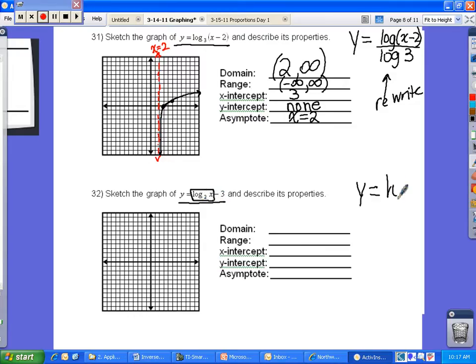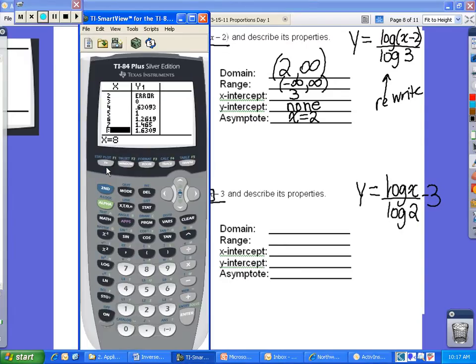So I'm going to rewrite this as log of x over log of 2, and then I'm going to put the minus 3 at the end. When I'm putting this in my calculator, this is important because it does depend on where you put that minus 3 in the equation as to how it looks. So you're going to do log of x, end the parenthesis, divided by log of 2, end the parenthesis, and then I'm going to tack on the minus 3 at the very end. Okay?